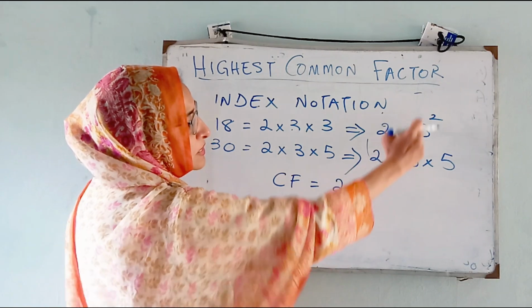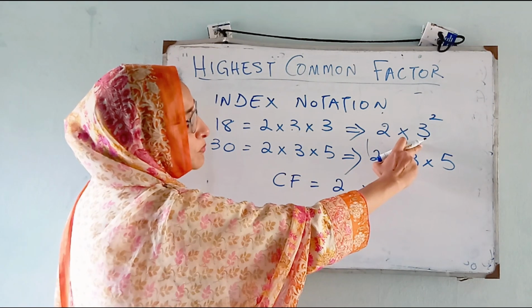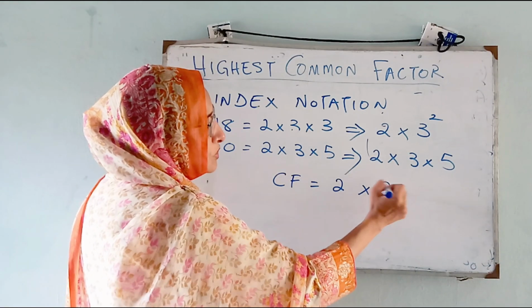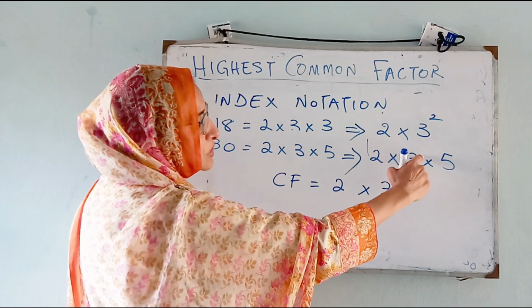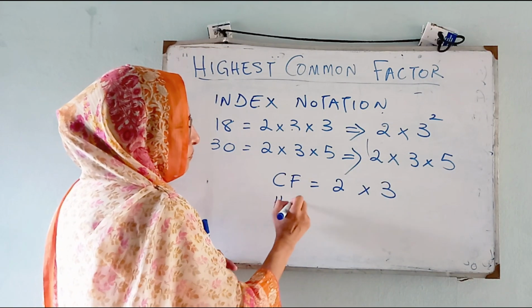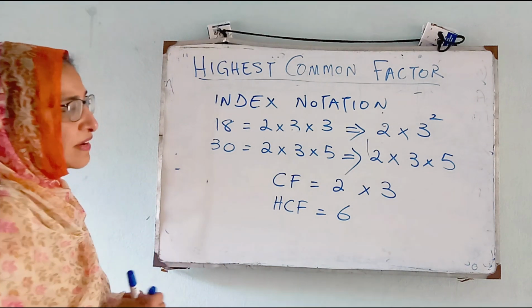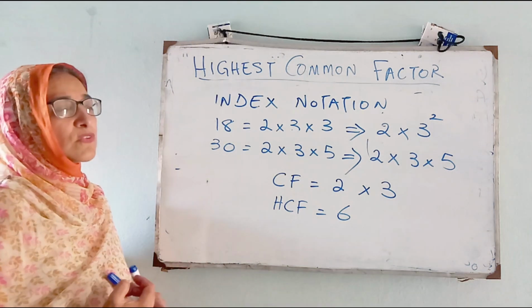Comparing the same base, this 3 and 3 is the same base, we have to take the lowest power. So the lowest power is, this is 2, this is 1. The lowest is 1. So 3 we are going to take, and once again the HCF is coming as 6. Right?